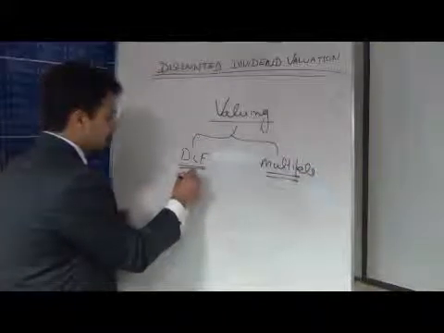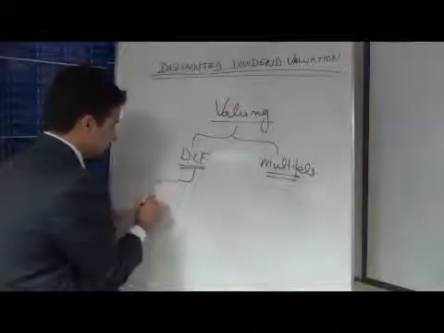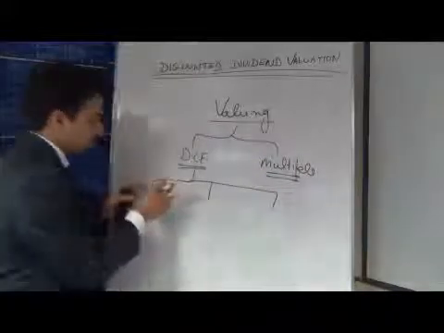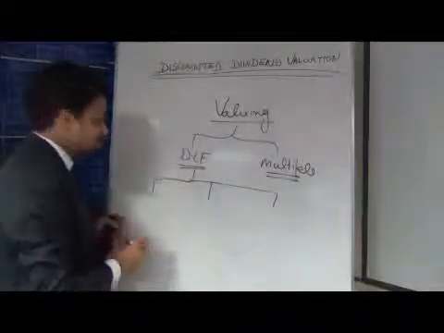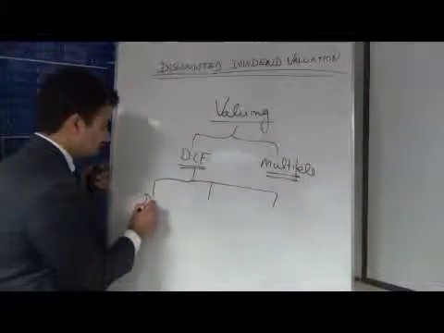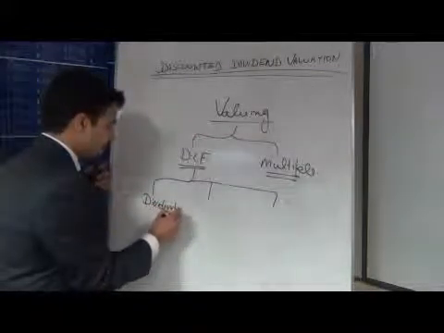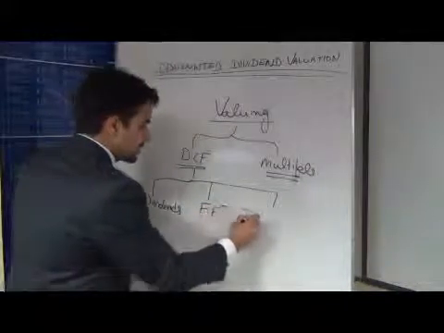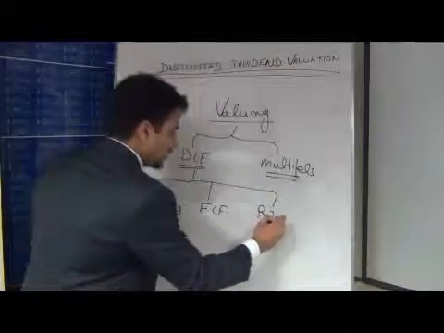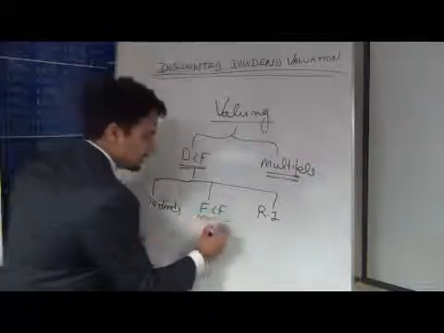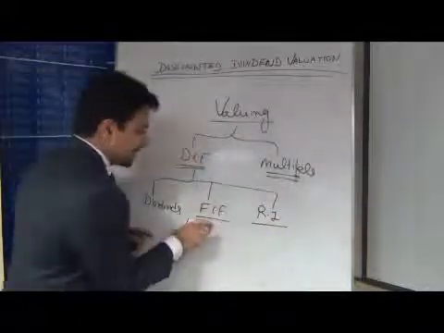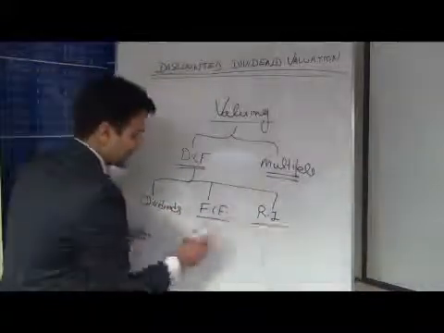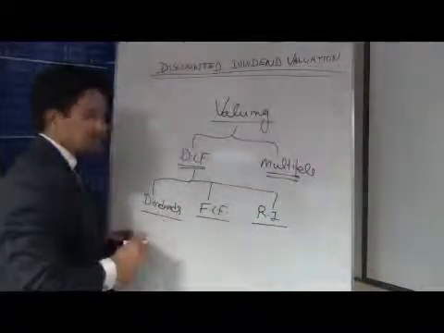Okay, as we talk about discounted cash flow analysis, there are three sub-components of DCF based valuation. First, which is based on dividends. Second, which is based on free cash flow. And third, which is based on residual income. There are separate chapters in your curriculum which are based on free cash flow or residual income, so I'll not talk about them in detail, but yes, we're going to talk about dividends in a lot of detail.